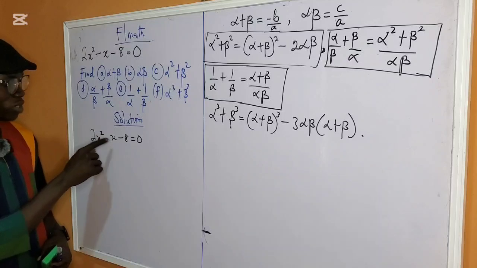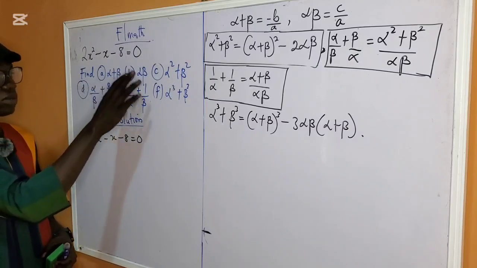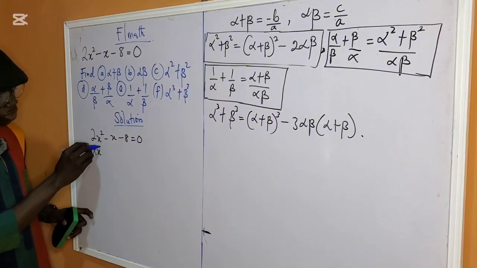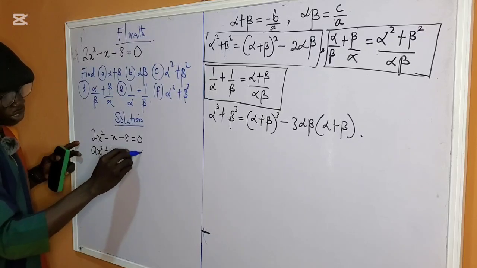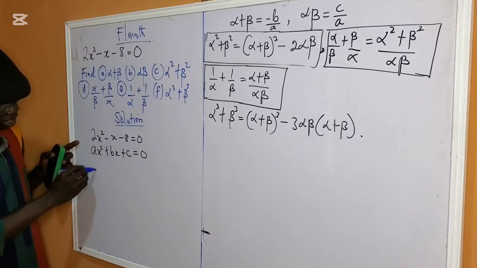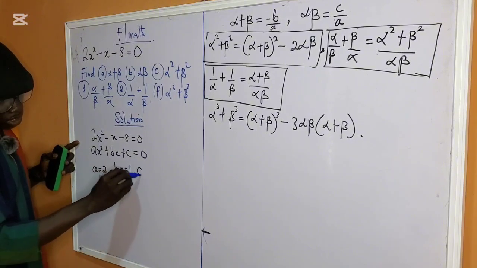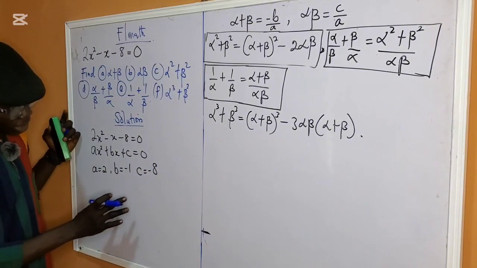So 2x squared minus x minus 8 equals 0. We are asked to find alpha plus beta, and the rest. So we compare this with our general quadratic equation, which is ax squared plus bx plus c equals 0. So therefore a equals 2, b equals -1, and c equals -8. So we've gotten our a, b, and c.